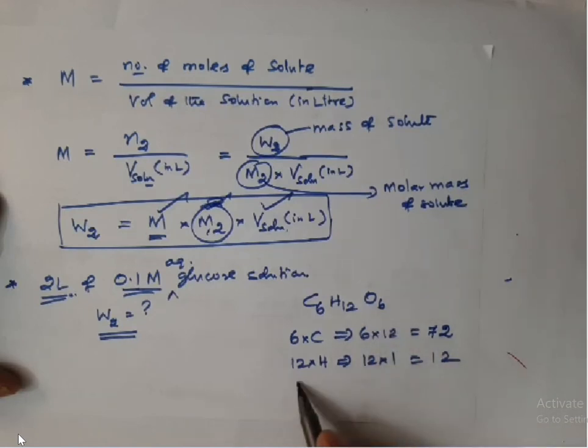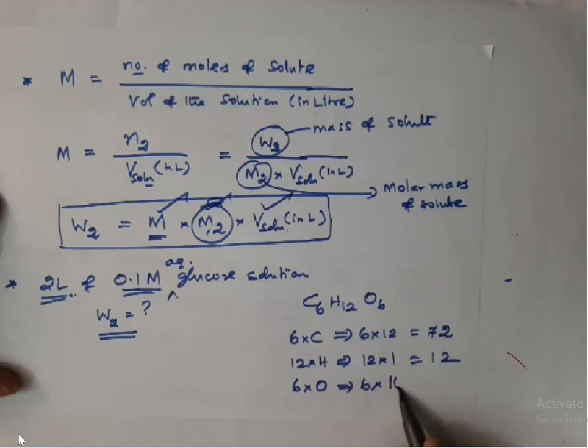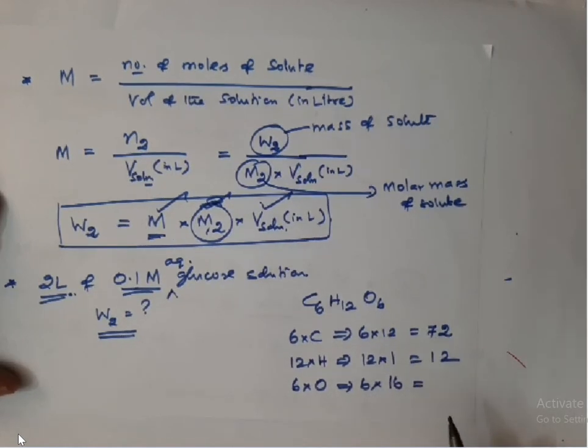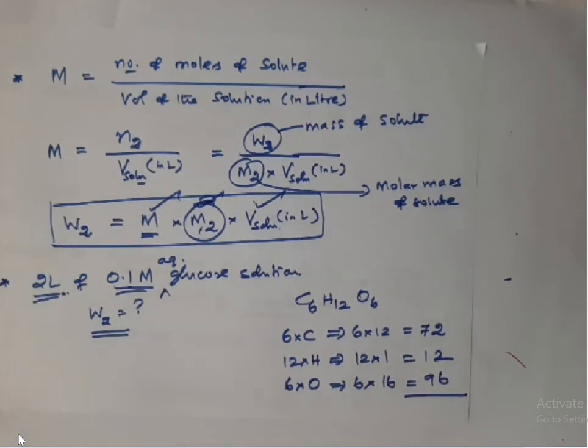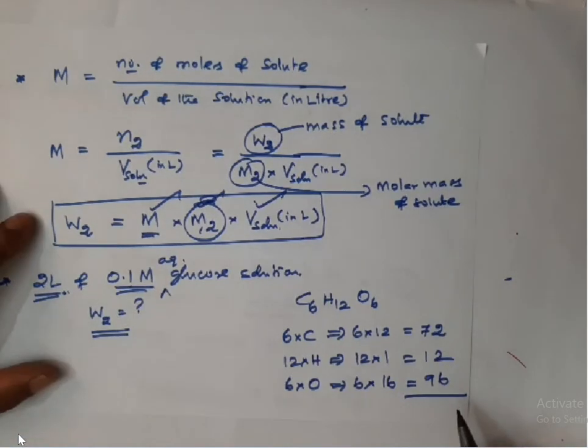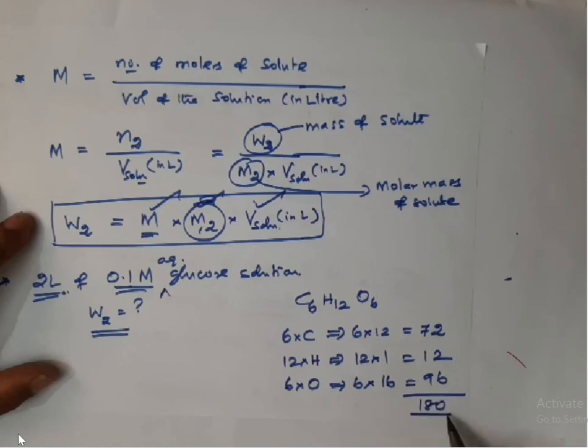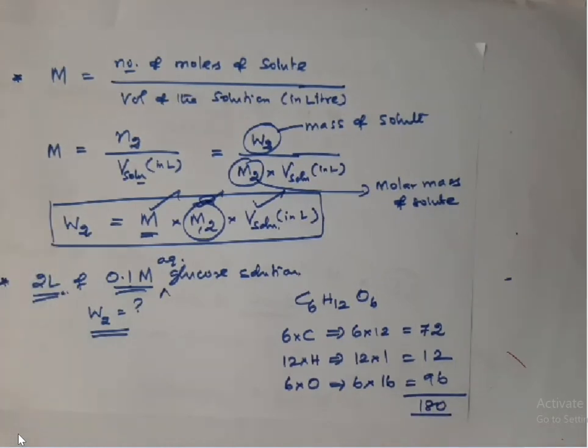Then we have 6 oxygen atoms. Oxygen atomic mass is 16. 16 into 6? 96. What's the total weight? 180. Okay, students, remember, 180.